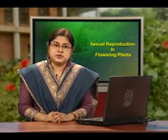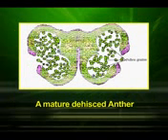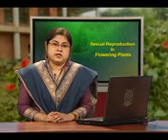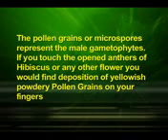Here in this diagram, you can see a matured dehisced anther. You can observe mature pollen grains coming out of the openings of the matured dehisced anther. Now, let us discuss pollen grains. The pollen grains or microspores represent the male gametophytes.